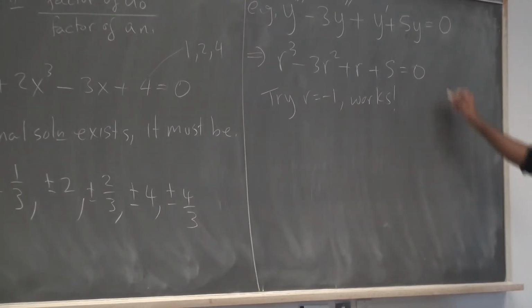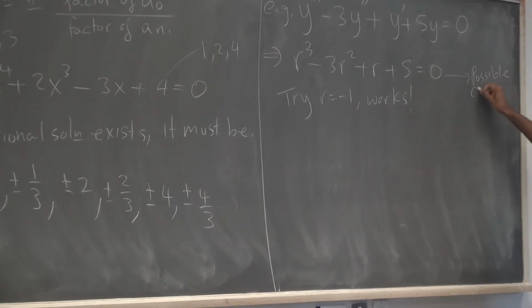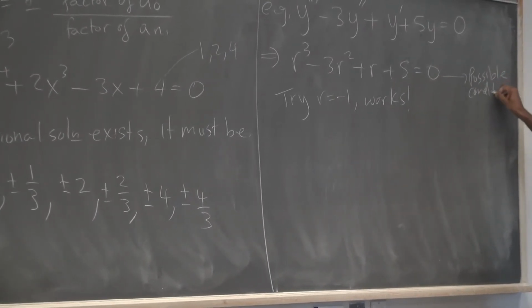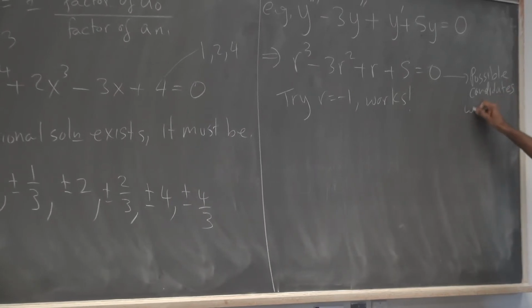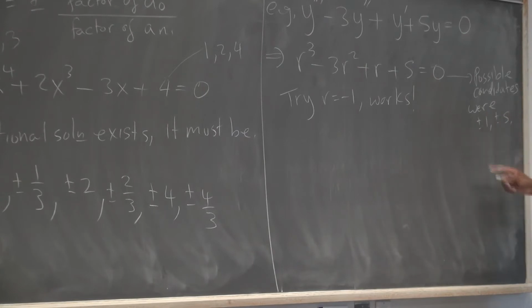And you'd know to try that because the possible candidates were plus or minus 1, plus or minus 5. I just picked one of the easy ones. I could clearly see that plugging in a +1 just wouldn't work. You can look at that pretty quickly and see. Try the -1, and it works.